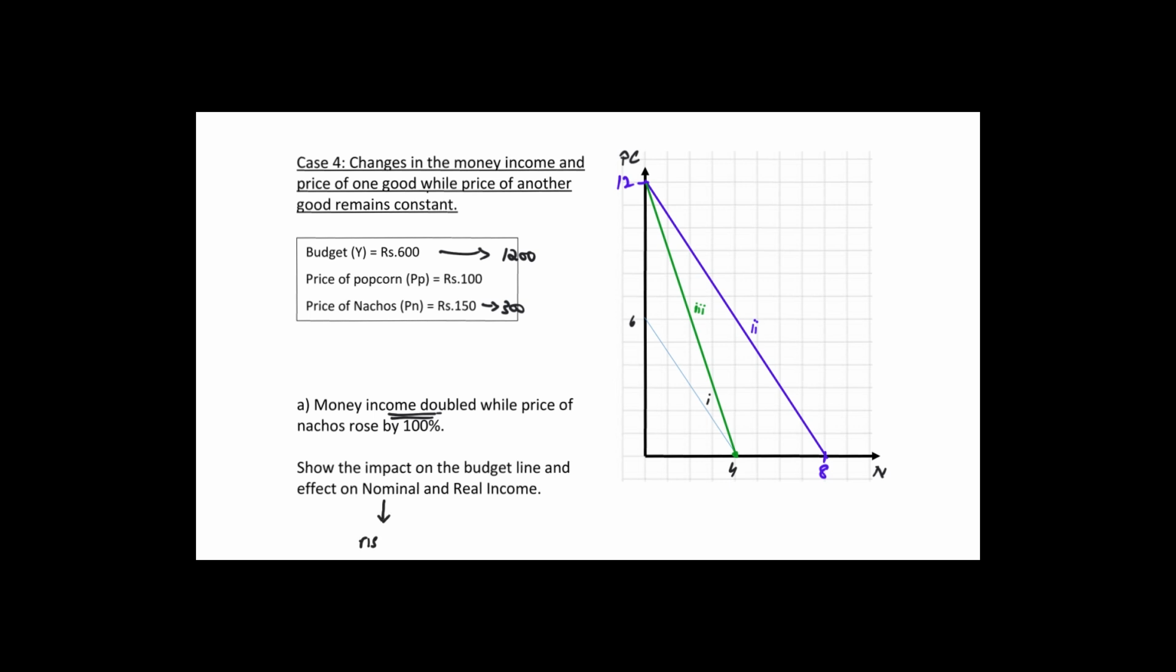As far as nominal income goes, nominal income rose because your budget went from 600 to 1200. And your real income, we're going to compare the two lines. Number one, we're going to compare this line, the original one, with our end result, which is this line right here. So what has happened to the area? The overall area has increased. So that means my real income also rose. And that's how you take a look at that.